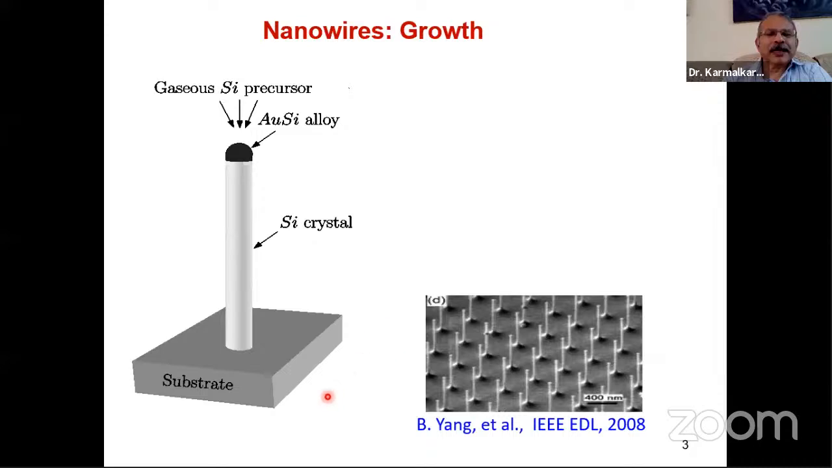Here is a diagram of a nanowire. You have a substrate, and this is an example of a vertical nanowire made of silicon. On the top, you have gold. This is actually a gold silicon alloy because, at the temperature at which the wire is grown, the gold silicon interface has a lower melting point than the melting point of gold and the melting point of silicon. This is called a eutectic point.